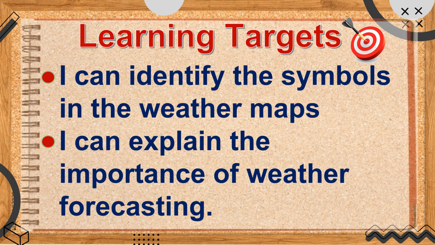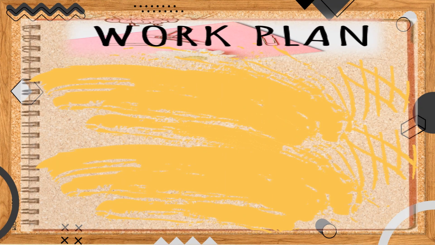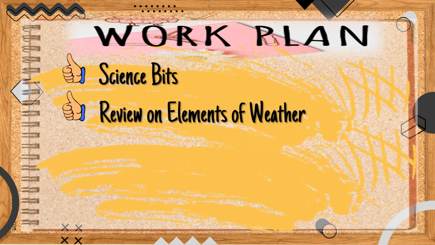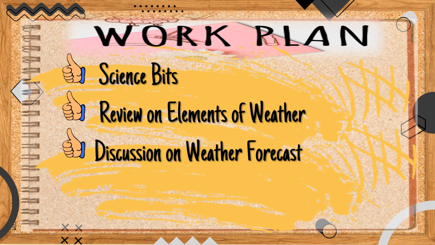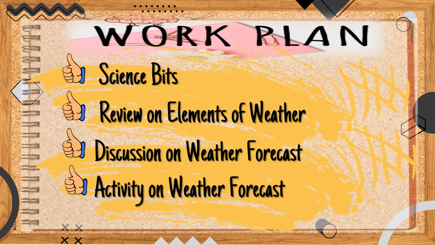Let us have our learning targets for today. First, I can identify the symbols in the weather maps. I can explain the importance of weather forecasting. To do that, let us read our work plan. Science bits, review on elements of weather, discussion on weather forecasts, activity on weather forecasts, and thumbs it.